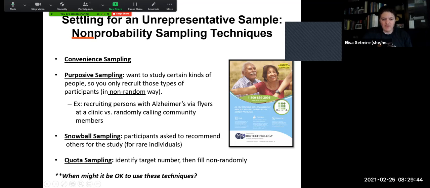Quota sampling is when you identify a target number and then you just fill it. So I need 500, and I'm just going to get 500 of whatever people that I can until I fill that, and I'm not going to worry about the randomness of it. Again, none of these are ideal, but there are times where you don't really have much of a choice. If you're trying to study a certain population, you might have to use one of these non-probability sampling techniques, or if what you have available to you is incredibly limited. But it does affect the generalizability of your results. So if you use one of these methods, your results might not be quite as meaningful as if you had used a better one.